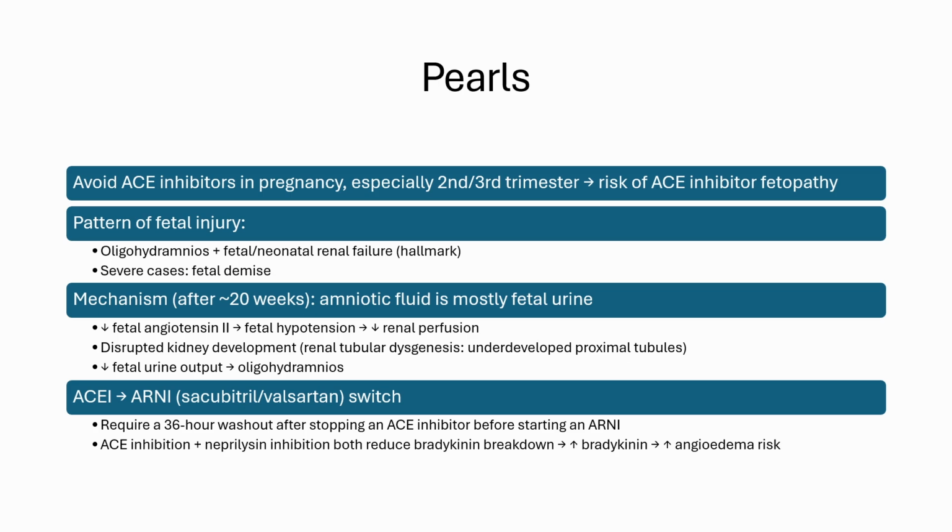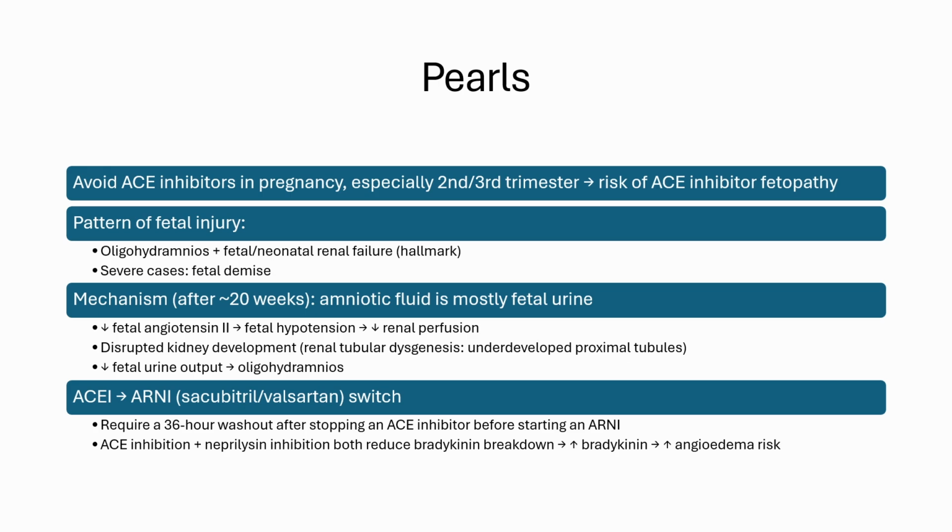After approximately 20 weeks of gestation, amniotic fluid consists primarily of fetal urine, making normal kidney function essential for maintaining adequate fluid volume. ACE inhibitor-mediated reduction in fetal angiotensin II leads to fetal hypotension and decreased renal perfusion, which disrupts normal kidney development. The most characteristic renal finding is renal tubular dysgenesis, which is an underdevelopment of the proximal tubules, which results in reduced urine production. This decrease in fetal urine output ultimately leads to oligohydramnios, defined as a low volume of amniotic fluid.